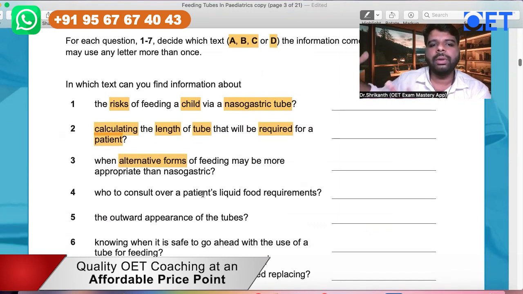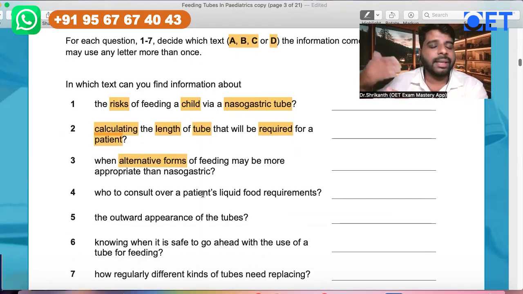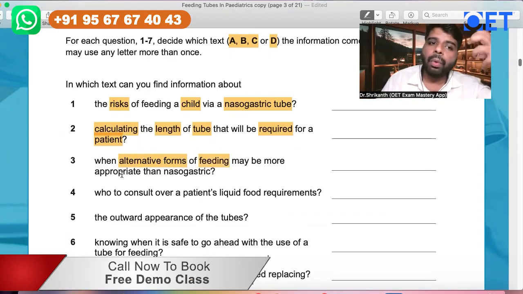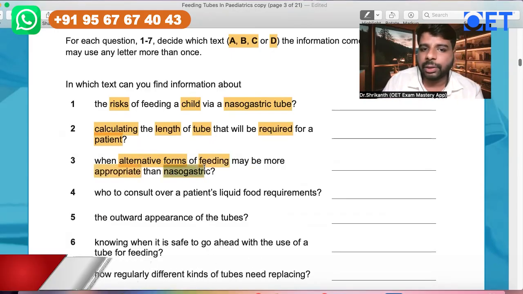So the alternative to petrol cars is diesel cars. The alternative to diesel cars is electric vehicles. The alternative to that is public transport. That is a substitute. So here the question is when. When means what? A timeline. When may alternative forms of feeding be more appropriate than nasogastric?